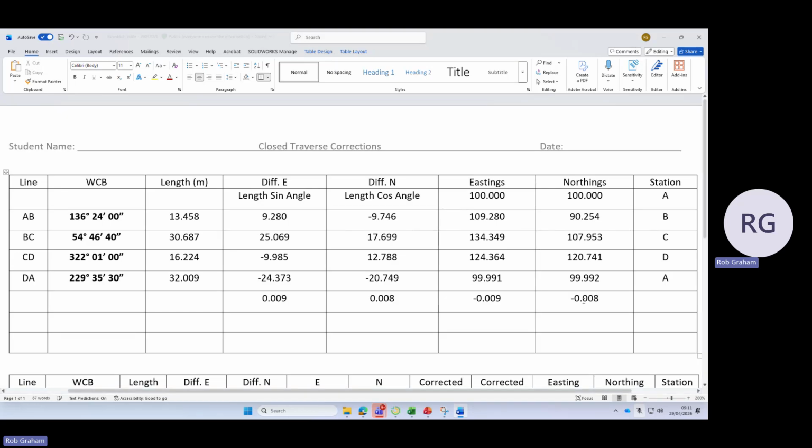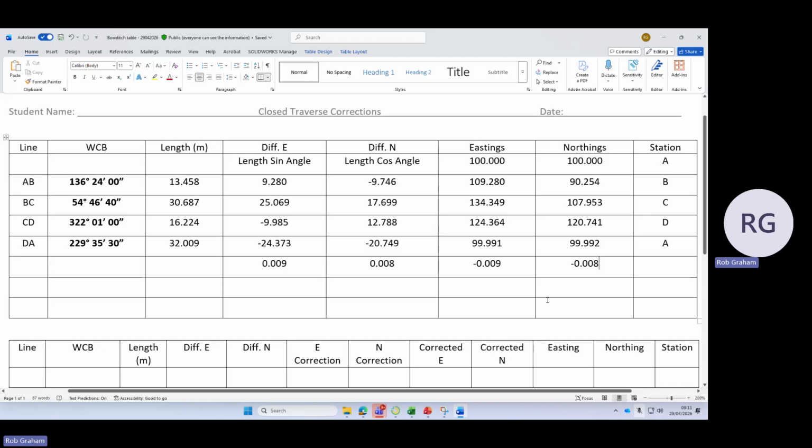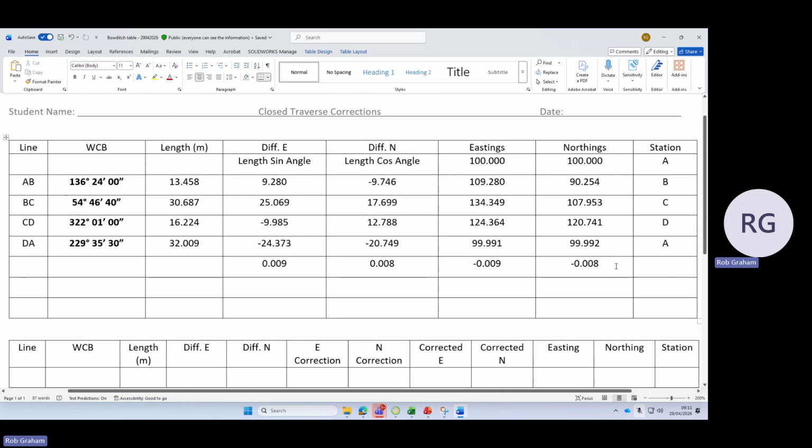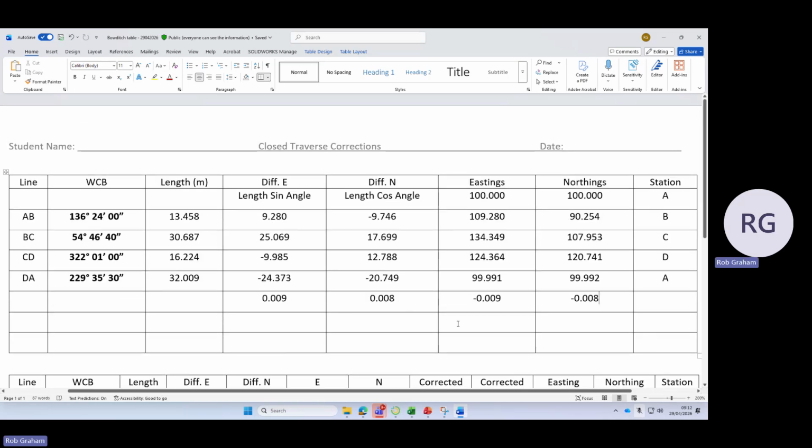Basically what we then have to do is use a Bowditch table or Bowditch rule to do corrections to this to ensure that this ends up as 0 or as close to 0 as possible. So we need to make a correction of positive 0.009 in the eastings, and a correction of positive 0.008 in the northings.